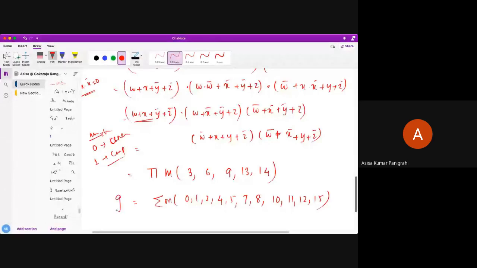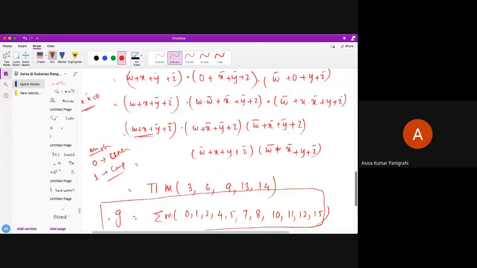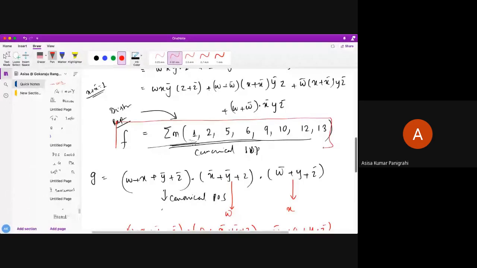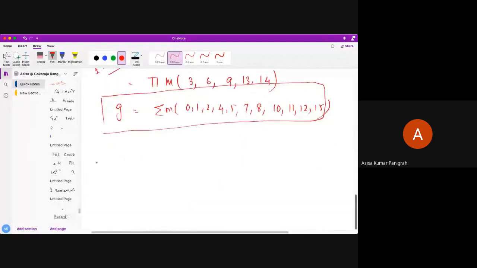So this is my G. And we have also found my F over here. F is also in canonical SOP. Do you all understand what we have got? Now easily I can draw the K maps for both F and G, which is actually step 2. What is my step 2? Step 2 is I have to draw the K map for F and G.